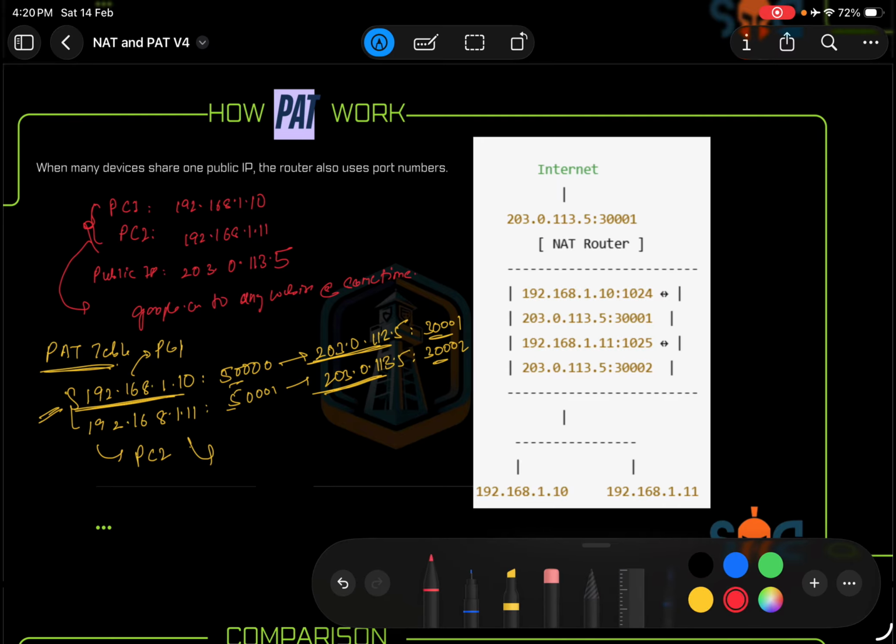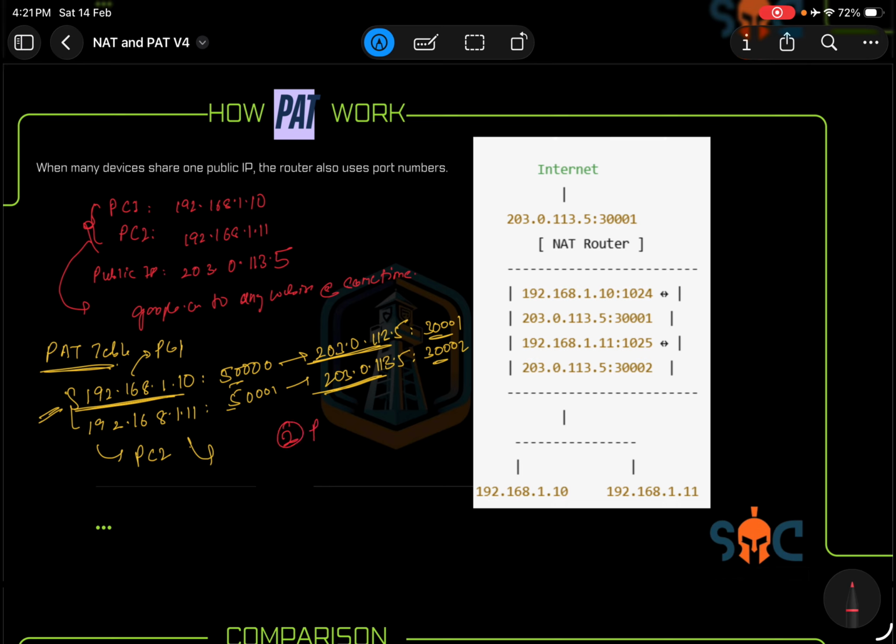Okay, so instead of using two different public IPs, in this case only one public IP is being used. So that means the usage of one public IP address is being saved. Okay, got the point? So I'll give you a note. Same public IP, just remember, the same public IP but different source port. Got it?